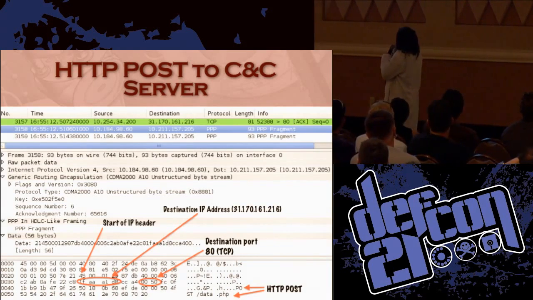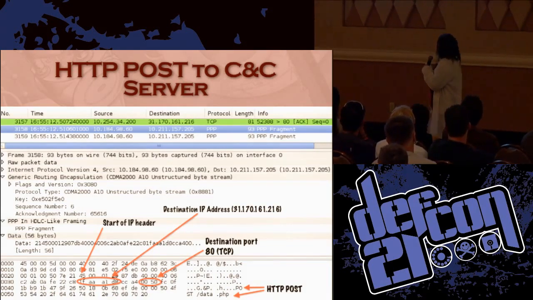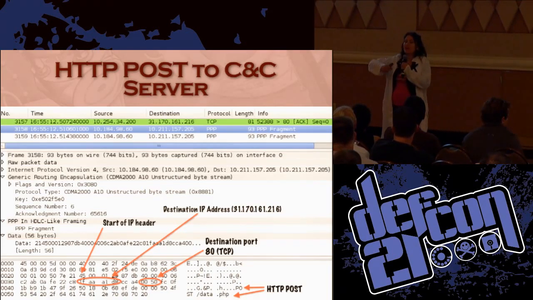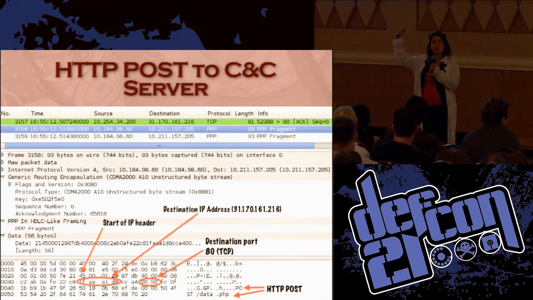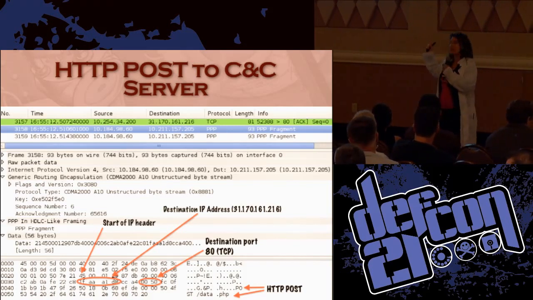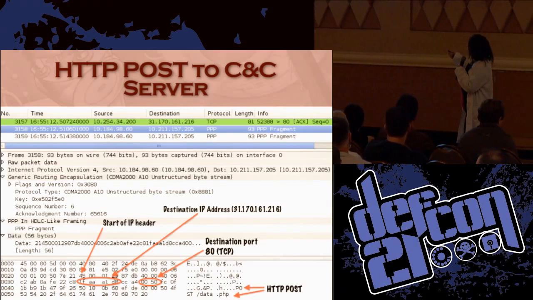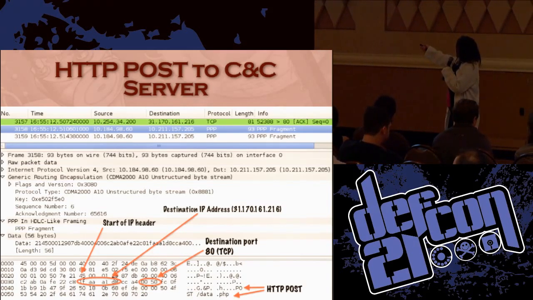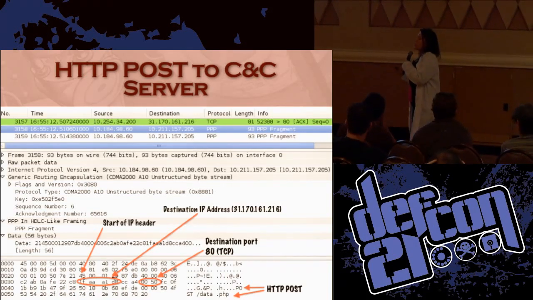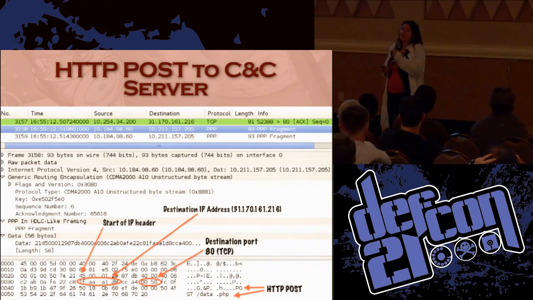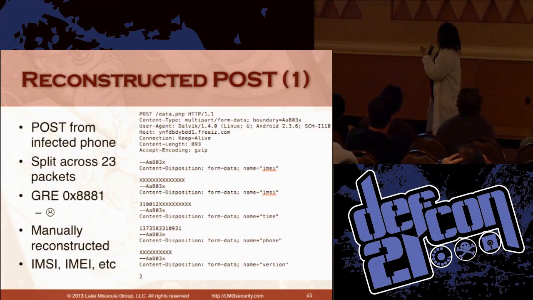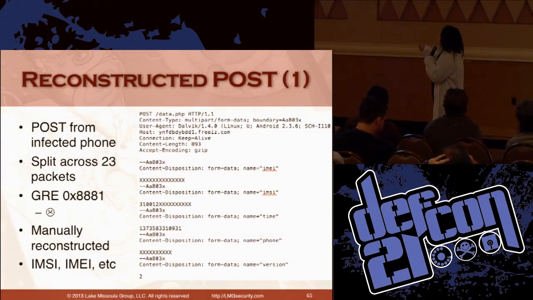Okay, so here is an HTTP post. This HTTP post message is the actual Stell's command and control traffic. This is what the phone home message looks like when it's talking to the attacker's server in the Netherlands. So you can see here, PPP, Wireshark didn't dissect it, but you can see post/data.php. This post message was broken up across 23 packets, and I had to reassemble them manually, which was a real pain. Here's the first half of it.